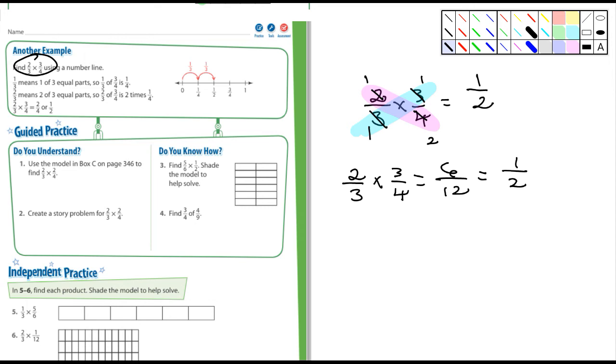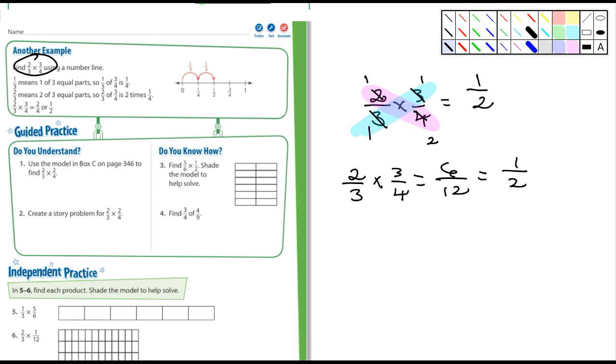The cross-canceling really helps when you've got some larger numbers that you're having to deal with. It can make it a lot easier. But either way, you're going to come up with the right answer, assuming your sums and additions and your products and all that are correct.